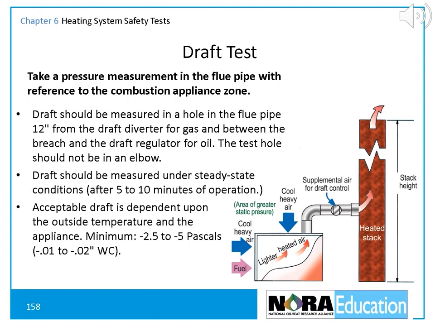Acceptable draft is dependent upon the outside temperature and the appliance. A minimum of negative 2.5 to 5 pascals is required. That converts to negative 0.01 to negative 0.02 inches of water column. This is what's required for the unit to pass the BPI draft test.